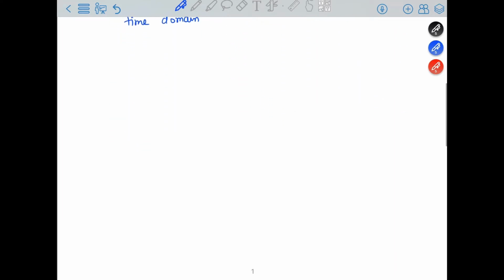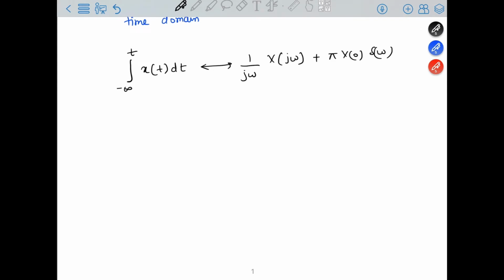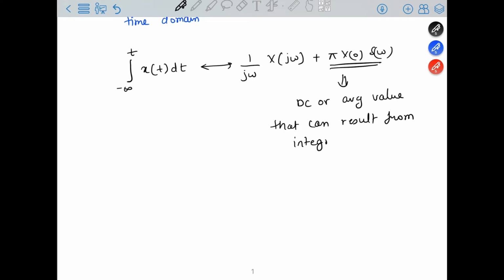Now we'll see the integration property. So the integration property says that if we have a signal x(t) and if we take the integration in time domain, so we'll take the integral of x(t) dt, its Fourier transform will be 1 over jω X(jω) plus π X(0) δ(ω), and this extra part basically arises because of a DC or average value that can result from integration. So this is your DC or average value or some constant value.